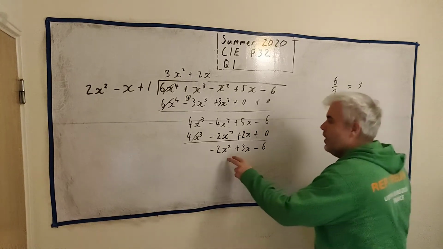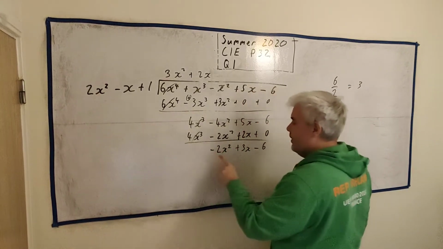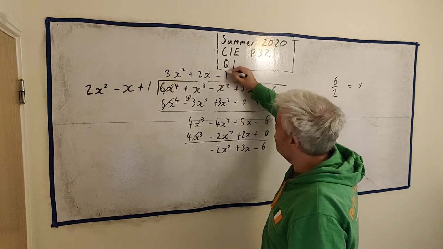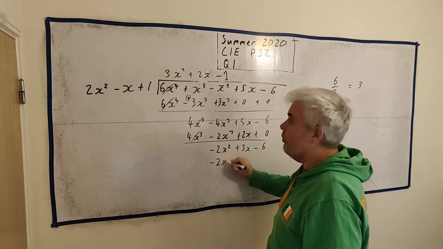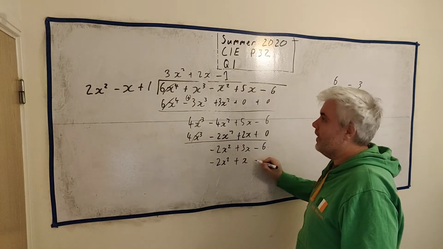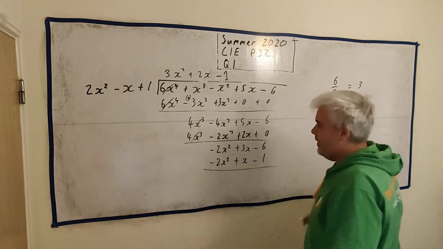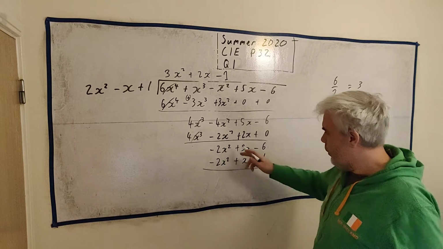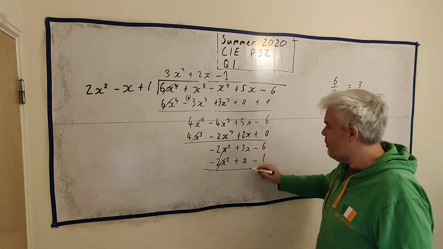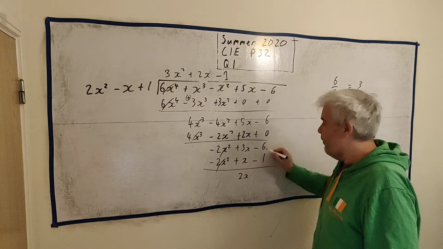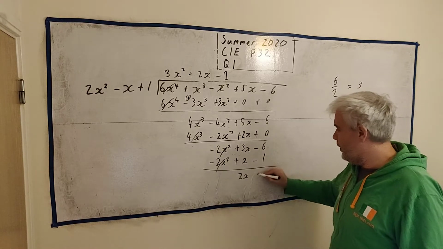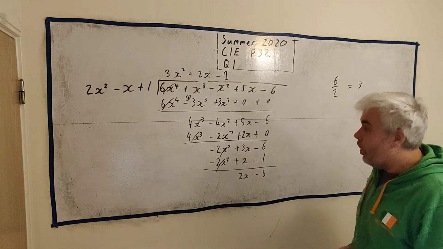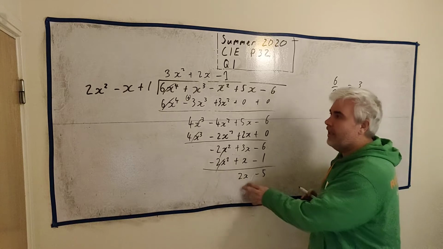Okay, one last time. What do we need to multiply this by to get this? It's just minus 1. We get minus 2x squared. We get plus x, and we get minus 1. Let's see how close we were. We get that's gone. 3 minus 1 is 2x. Minus 6 minus minus 1 is minus 5. Okay, that's going to be our remainder because there's nothing else we can do.